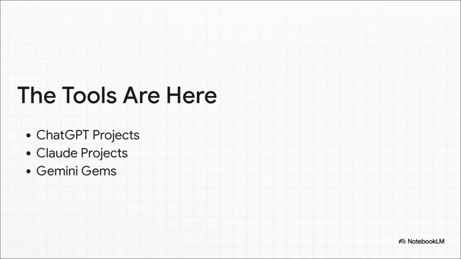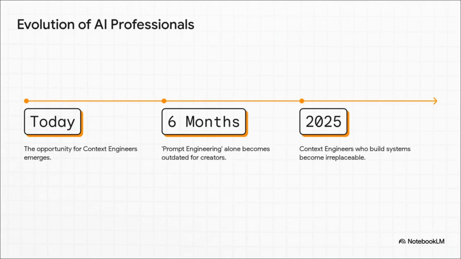The tools aren't on their way. They're already here. This timeline really puts it into perspective. Right now, today, is when the opportunity is wide open. But the source predicts that in just 6 months, the idea of prompt engineering by itself will start to seem outdated. And by 2025, the people who have learned to build these context systems, they won't just be valuable.